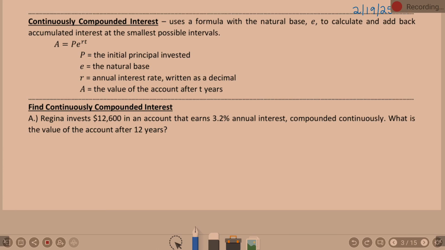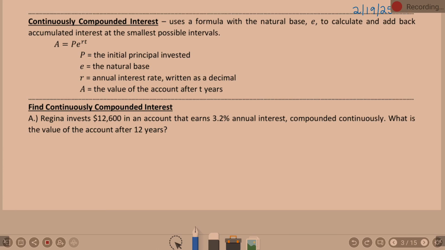Okay, so when we talk about continuously compound interest, it uses a formula with the natural base E to calculate and add back accumulated interest at the smallest possible intervals. So I think maybe the smallest interval we did yesterday was monthly, where interest would compound once a month, okay? I think I saw an example in homework that was daily. Okay, that's about the smallest I've seen that you use the compound interest for. Okay, continuous is just continuously happening.